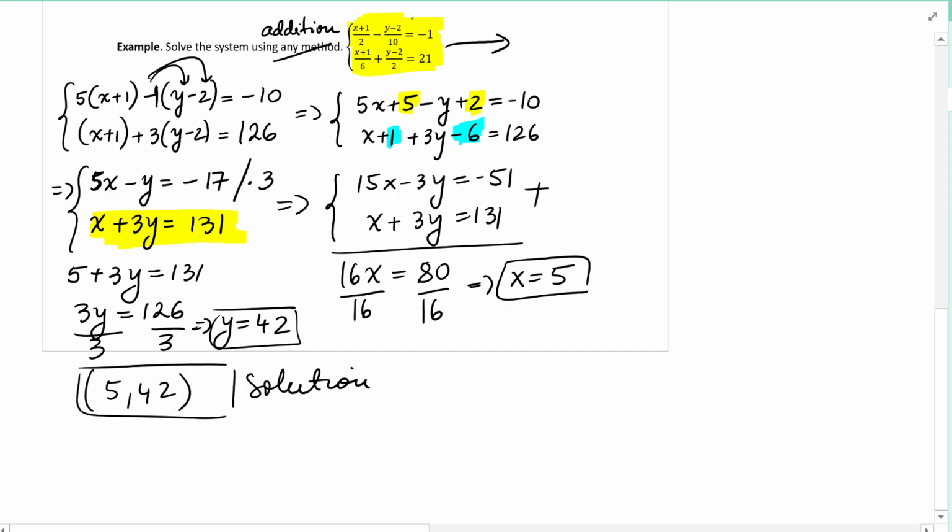So anyway, let's replace, instead of x, we put 5. So 5, I'm going to the first equation. 5 plus 1 is 6 divided by 2 is 3, minus y minus 2. So 42 minus 2, that's 40, divided by 10, that's 4. And 3 minus 4 is exactly negative 1, so it checks out. Now I'm going to replace in the second equation. So 5 plus 1 is 6, divided by 6 it's 1, plus 42 minus 2 is 40, divided by 2 it's 20, that equals 21. So yes, the pair 5, 42 satisfies the system.